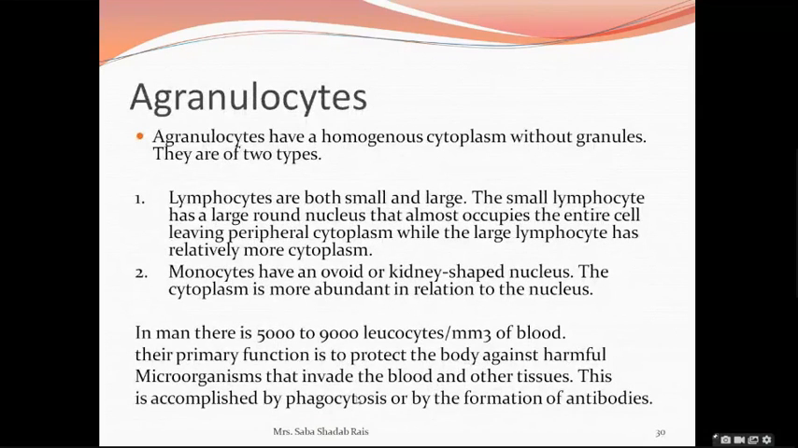Now let us discuss the agranulocytes. Agranulocytes are the cells which have homogeneous cytoplasm without any granules. The term homogeneous means having the same type of structure. Okay, so they don't have granules in them. Now when we talk about the categories, as we have discussed the three types of granulocytes, agranulocytes are also of two types, lymphocytes and monocytes. Now see, we can make a table of it so you can remember it very well.